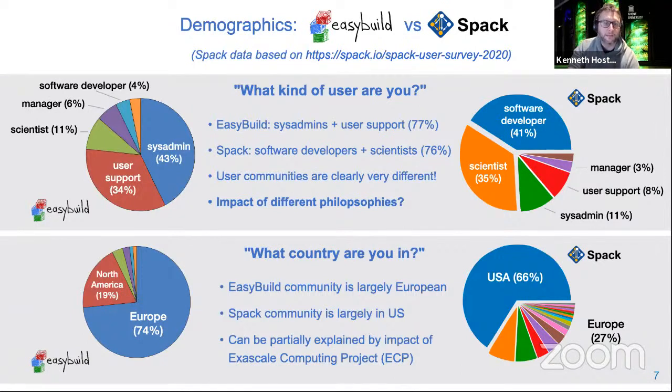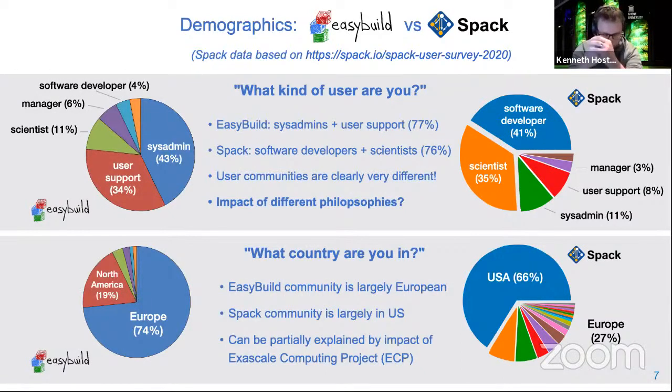And if you look at the answers for the type of user profile, you'll see there's a big difference between EasyBuild and SPAC. So SPAC is more used by, or at least a bigger part of the community is, software developers and scientists, while in EasyBuild it's more system administrators and user support team members. So you can see it's almost a night and day difference. Maybe a bit strongly worded, but you get the idea that the user communities are very different.